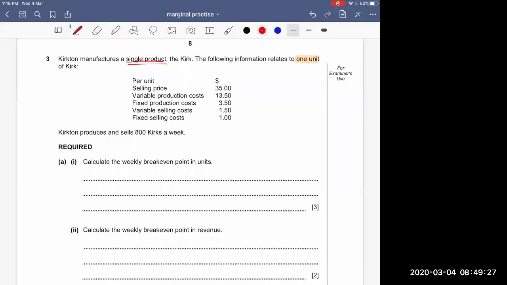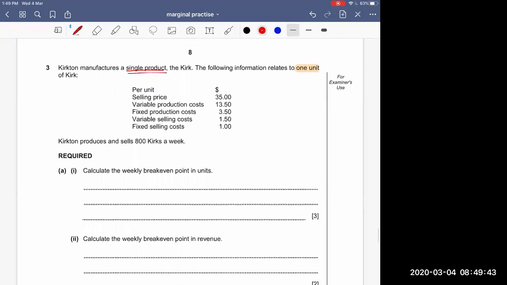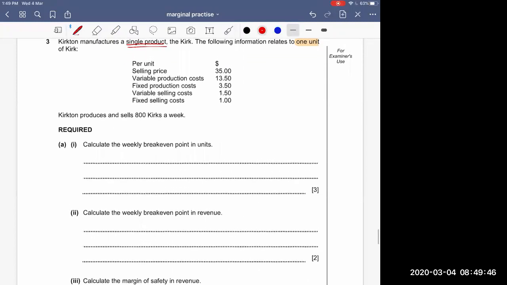Selling price is 35. Variable production cost is 13.5. Variable production cost means the cost which is relating to production, and by behavior, by function, it is a production related cost, and by behavior, it is a variable cost. Fixed production cost is again given on per unit basis.